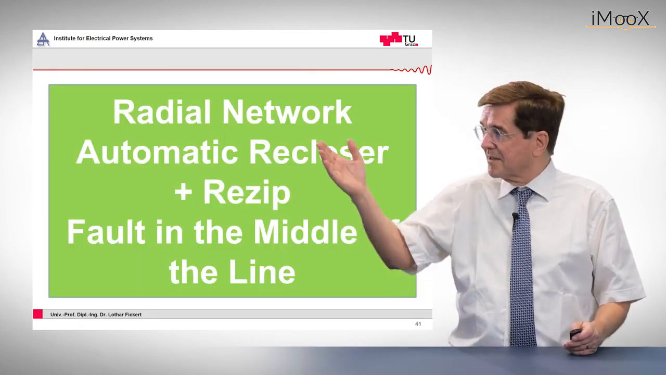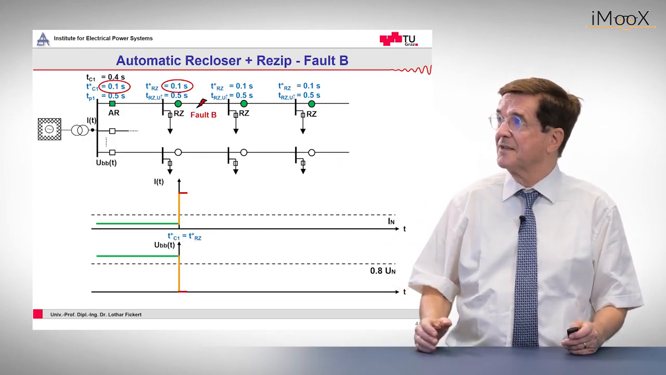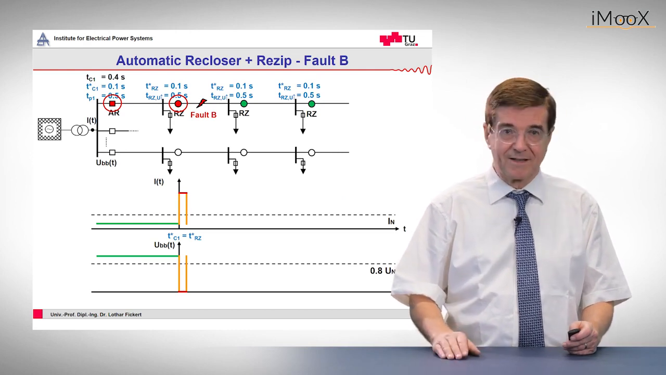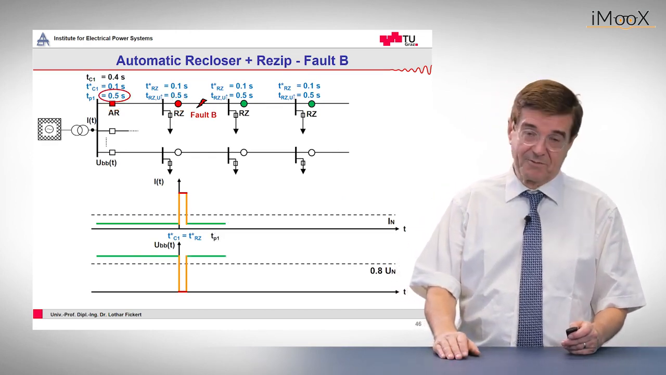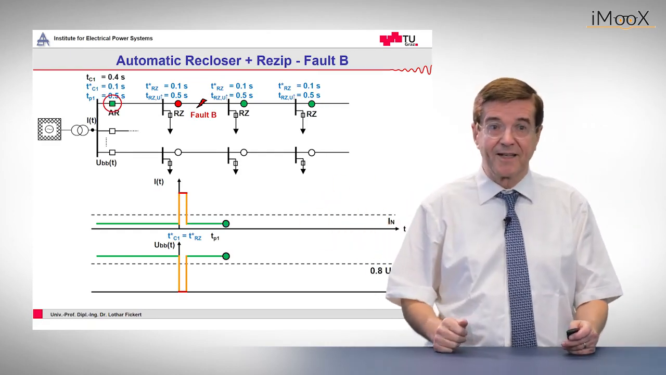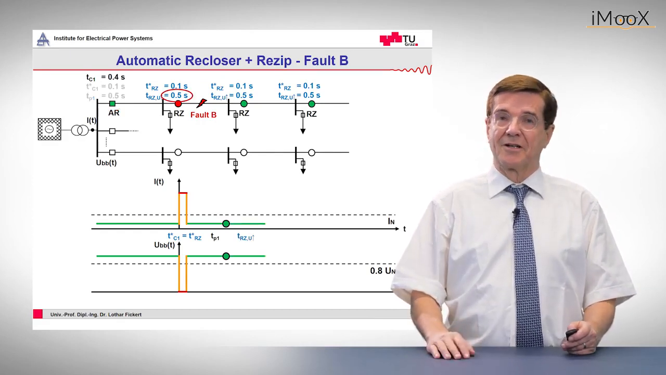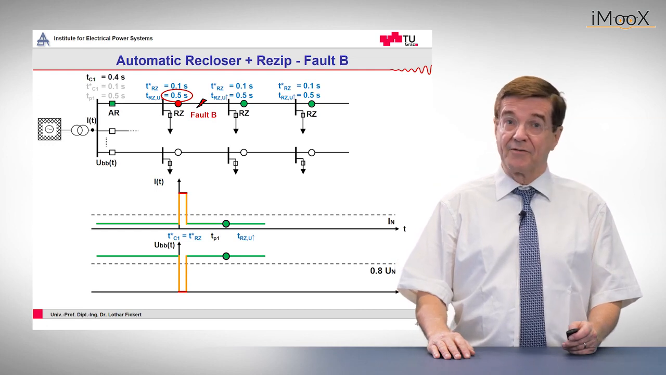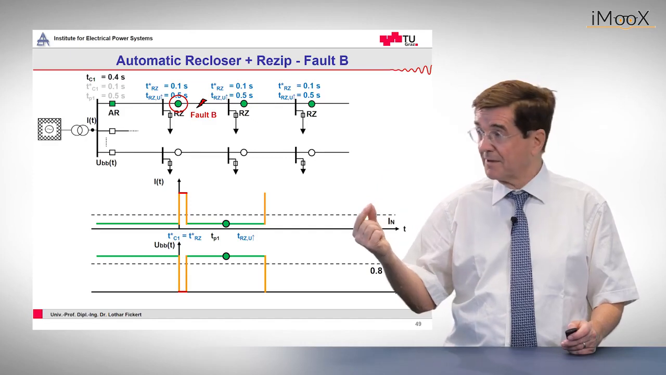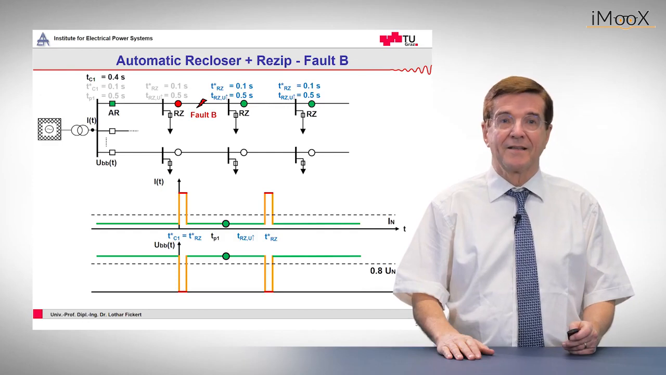Now we can see the same, to repeat it again, for a fault in the middle of the line. The fault occurs and all affected auto-reclosers trip immediately. And now, after a time of 0.5 seconds, the reclosure and the passing on of the voltage starts again from the left side. The next ReZip auto-recloser sees the incoming voltage. After half a second it closes, but unfortunately it closes on the fault. Again, the current goes up, the voltage goes down, you trip out immediately, and that was it.